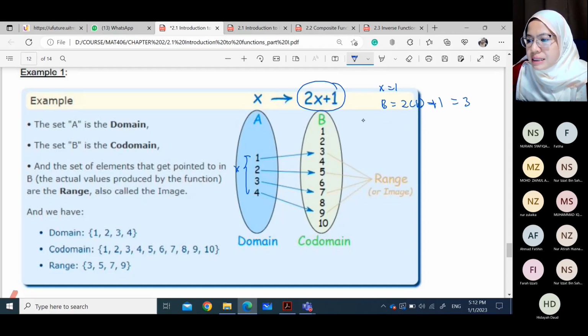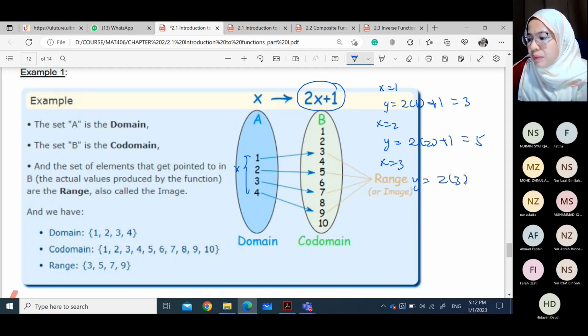Right? So next, katakan yang ini adalah bukan B lah, kita Y. Ini Y. Okay, so let's say this one is all Y. Okay, so let X equals to 2. So Y, kita guna relation yang ini. So 2 times 2 plus 1. Then here we have 5. So the image untuk 2 ni, image for 2 is 5. And then let X equals to 3. So Y equal to 2 times 3 plus 1. And here we have 7. So 3. Object 3 mapping to 7.